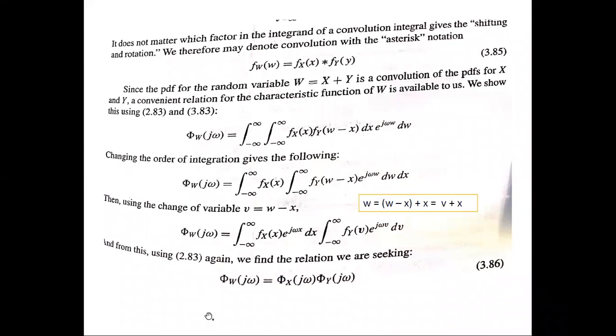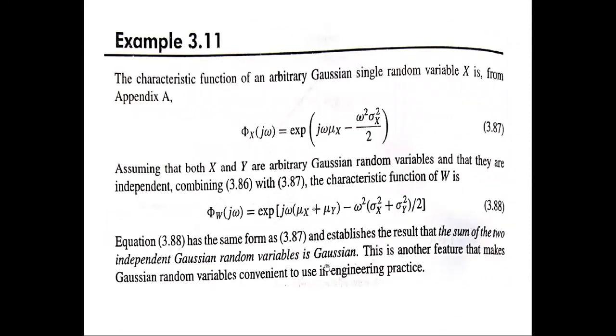And if you simplify this, we will get that the characteristic function of W, which is the sum of two independent random variables, is equal to the multiplication of the characteristic function of each of the two random variables X and Y, which are independent of each other. So this just gives us that if W is equal to the sum of two independent random variables, the characteristic function of W is equal to the multiplication of the characteristic function of each of them.